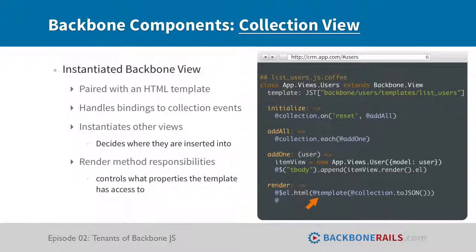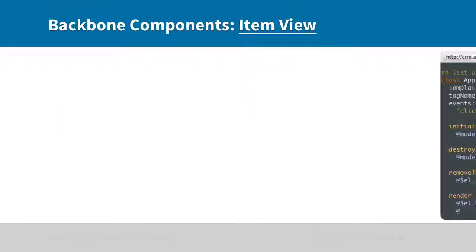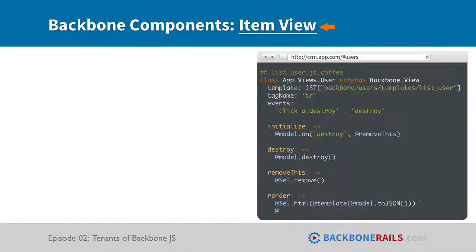We accessed our HTML template, passed in our collection as JSON, which controls which properties the template has access to, and then we returned it along with the view instance itself. So now let's take a peek at one of those item views that this collection view instantiated. So here's our item view.